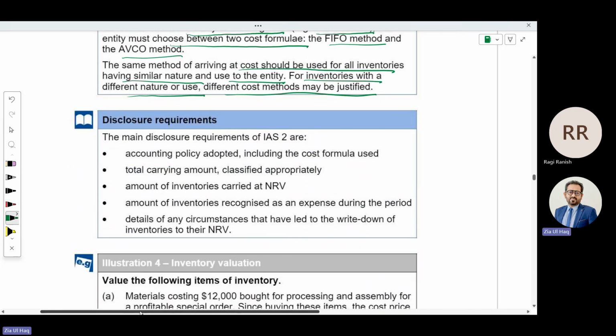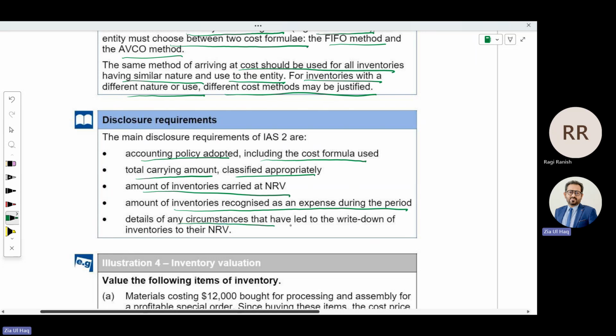Disclosures. The main disclosure requirements of IAS 2: accounting policy adopted, including the cost formula used; total carrying amount classified appropriately; amount of inventories carried at NRV, meaning what is the cost and what is the NRV. Classification means in a total figure, what is the raw material, what is work in progress, what is the finished goods, you need to provide disclosure. Amount of inventory recognized as an expense during the period, you need to provide disclosure.